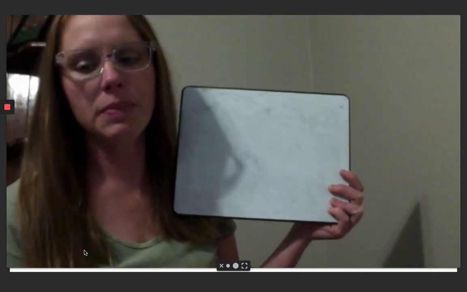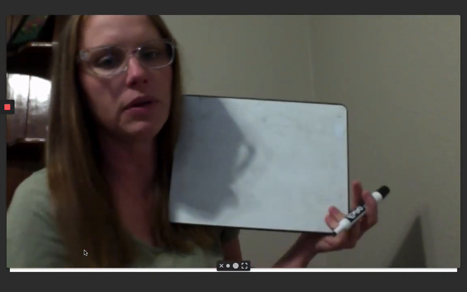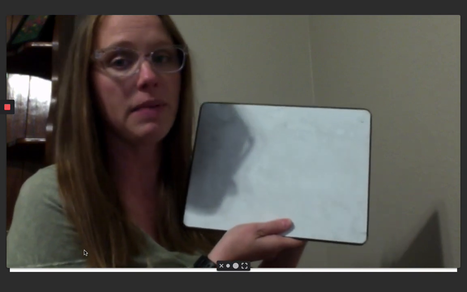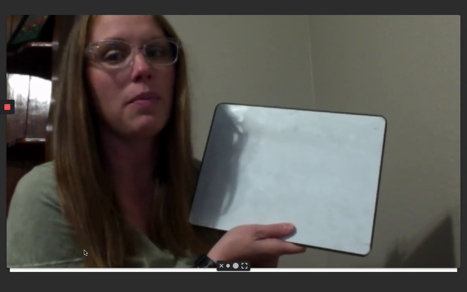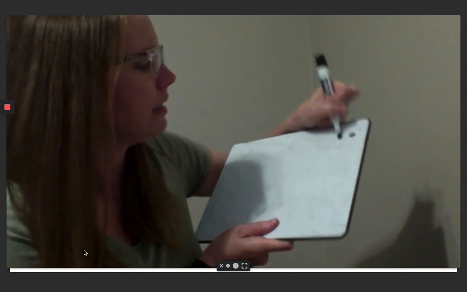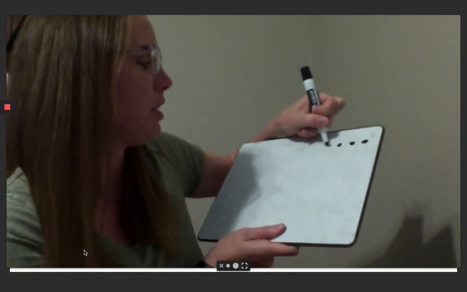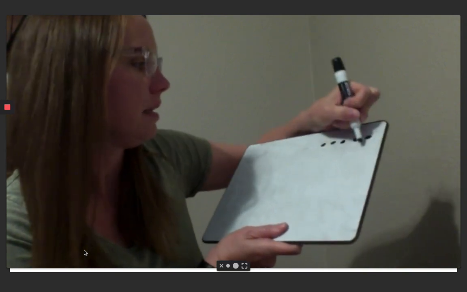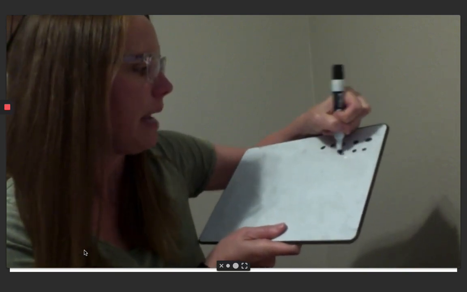So you'll do this on a piece of paper, but I'm going to do it on the dry erase board. I have no idea how many baby ducks are there, but let's say you came up with 8 baby ducks. So we're going to make a dot for each baby duck. Okay? So 8 baby ducks.